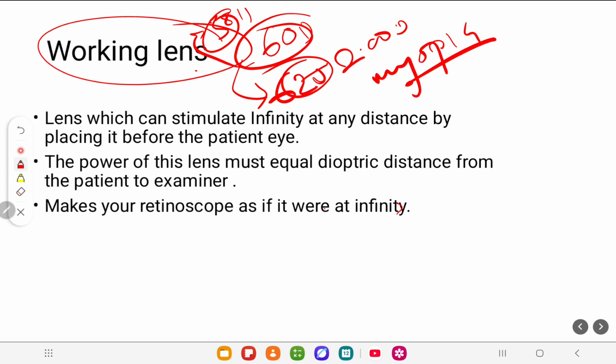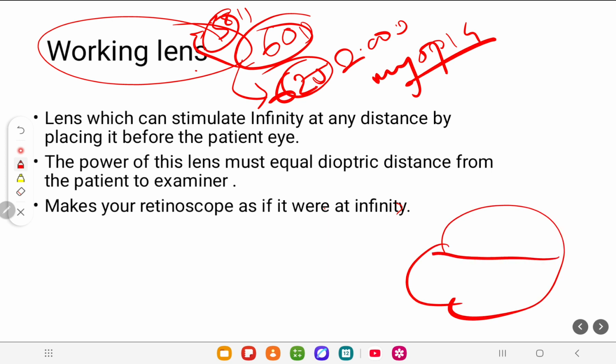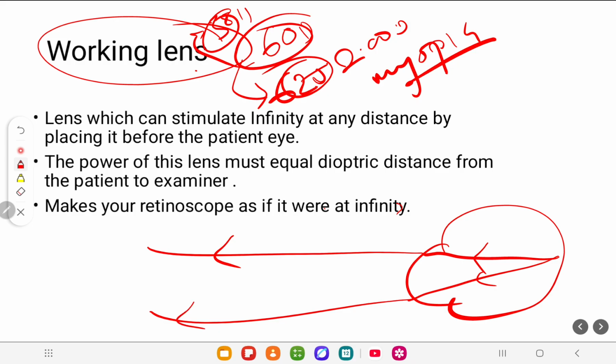Let's take another example. Say you throw the light and the light comes out parallel, and your retinoscope is at 67 centimeters. Then what is the working distance lens? It must be plus 1.5, isn't it?